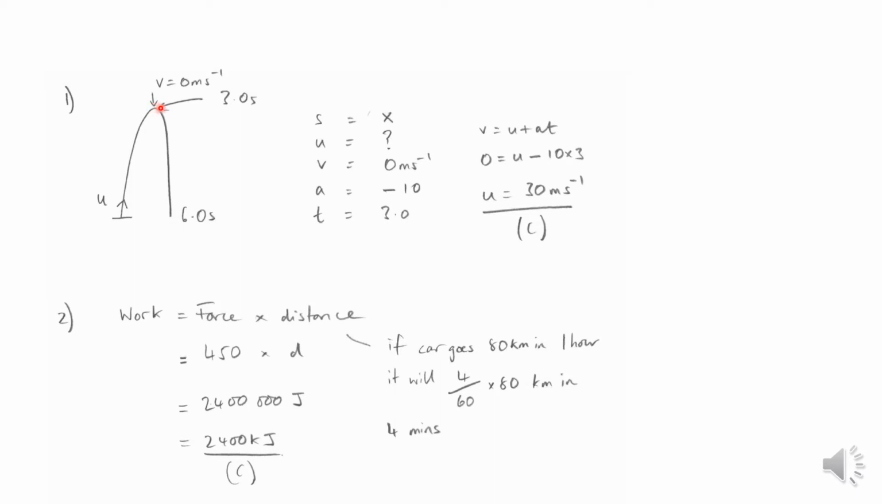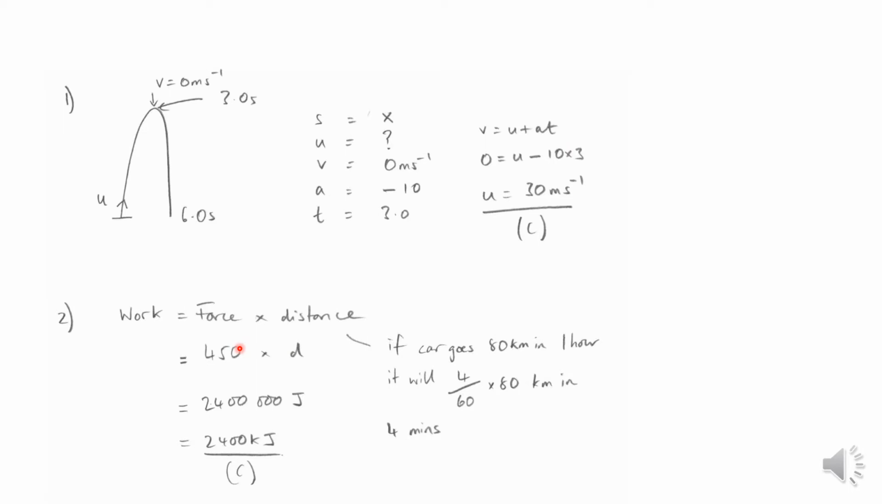At its highest point, its vertical velocity is 0 meters per second. So we write our SUVAT letters. S, the displacement, we don't know, we don't care. U we're trying to work out, V is 0, A is minus 10 meters per second squared because it's going downwards, and T is 3 seconds. That's the time taken to get to the highest point. We're looking for a SUVAT equation which has U in but not S, which is V equals U plus AT. Sub our numbers in, rearrange, and we get to 30, which is answer C.